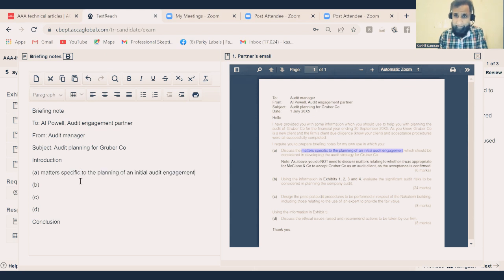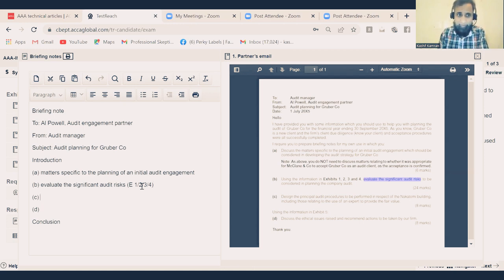Control V, A. Number 2, using the exhibit 1, 2, 3, 4, evaluate the significant audit risk. So I need to evaluate the significant audit risk in the requirement number B. But which exhibits I have to use for significant audit risk? Only the exhibit 1, 2, 3, and 4. Should I use the exhibit 5 for finding the audit risk? No. So just to be on the safe side, I'm writing in the briefing note, exhibit 1, 2, 3, 4. I will delete it later, but at least to remember that I have to find the risk from the 4 exhibits, not the 5 exhibits.